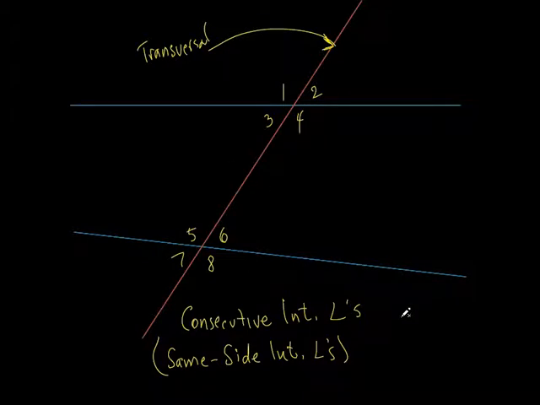Okay, so let's list those. So angle 3 and angle 5, they're consecutive interior angles. And what are your other pair? Angle 4 and angle 6. Does that make sense? All right. So 4 and 6, because they're on the same side of that transversal. Don't you kind of like that name, same side interior, better? Because it describes them a little bit better. So 4 and 6 are same side interior or consecutive interior, and 3 and 5 are consecutive interior angles.